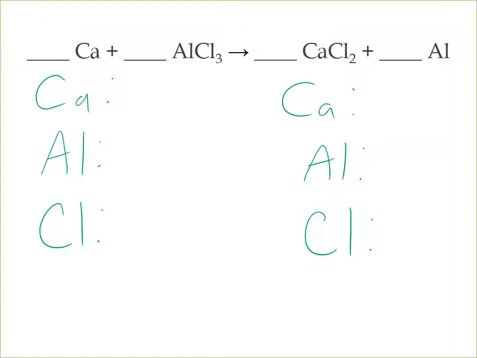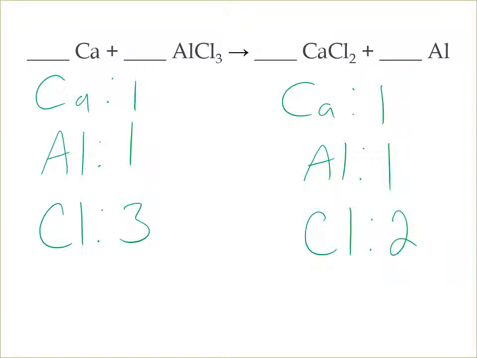I look at Ca on the left, there's no number next to it, so that's going to be a 1. Al on the left also has no number, so that's a 1. Cl on the left has a 3, so I write 3. Looking over the right side of the equation, right side of the arrow, I see no number next to Ca, so that's a 1. I see a 2 next to Cl, so I write 2 down here. I see no number next to Al, so that's also a 1.